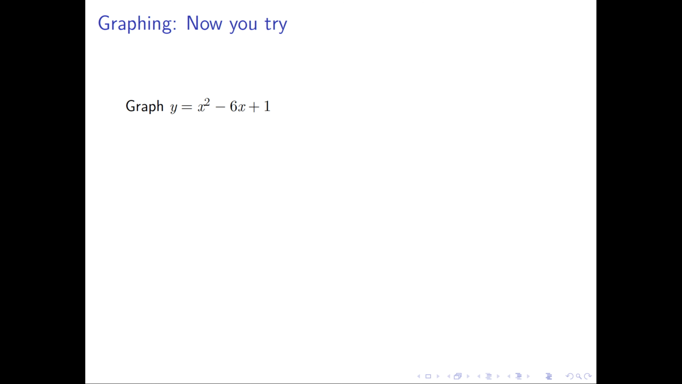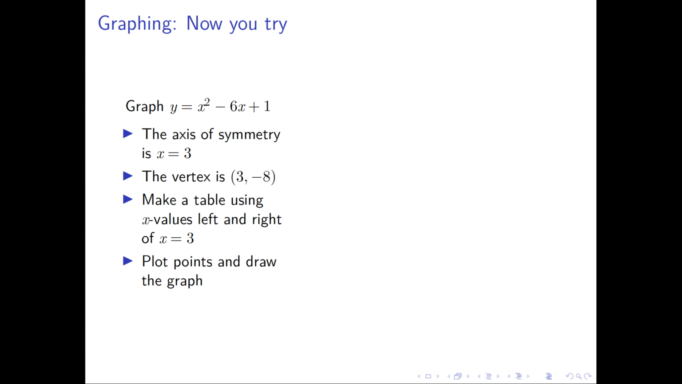Another one I'd like you to try, y = x² - 6x + 1. Here are the steps. And please stop the video, make the table and the graph, and restart the video to check out the answer.